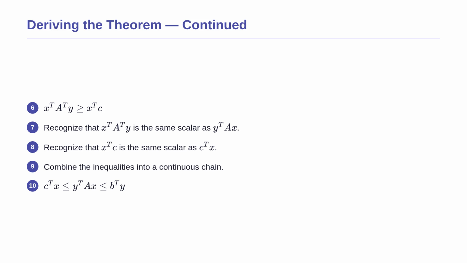The term X transpose times A transpose times Y is exactly the same number as Y transpose times A times X. Similarly, X transpose times C is identical to C transpose times X. Because these middle terms are the same, we can link our two separate inequalities into one continuous chain. This proves weak duality. The primal profit is always less than or equal to the dual cost.